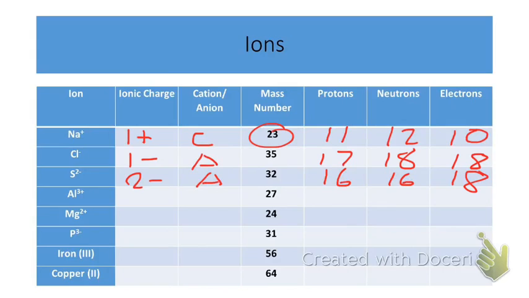All right, aluminum. Again, aluminum is a metal. It's going to lose electrons, in this case 3 electrons, to give us a +3 charge. It is a cation then.